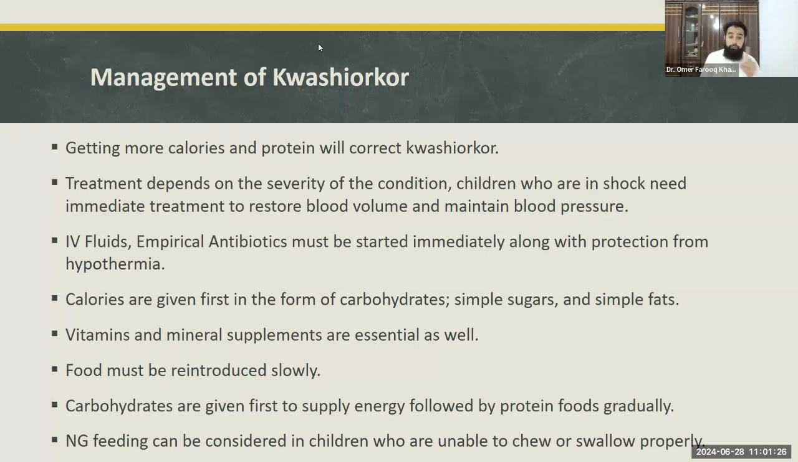Foods must be reintroduced slowly. Oral foods must be reintroduced slowly. You do not just start giving them oral foods as if they are hungry from just 2 days. They are hungry from ages and their body may not even accept the food given to them. Carbohydrates are given first to supply energy, followed by proteins gradually, because proteins are a little bit harder to digest. NG feeding can be considered in children who are unable to chew or swallow properly.